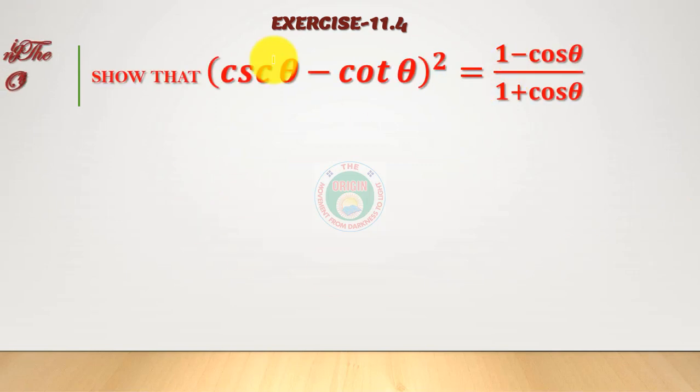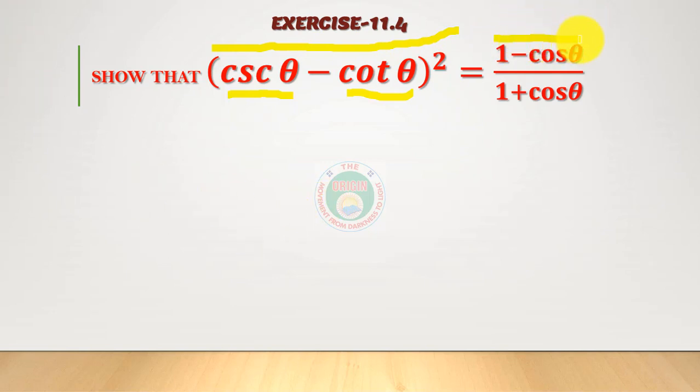Next problem, show that (cosecant theta minus cot theta) whole square equal to (1 minus cos theta) by (1 plus cos theta). What is LHS here? Cosecant theta minus cot theta whole square. RHS is 1 minus cos theta by 1 plus cos theta.